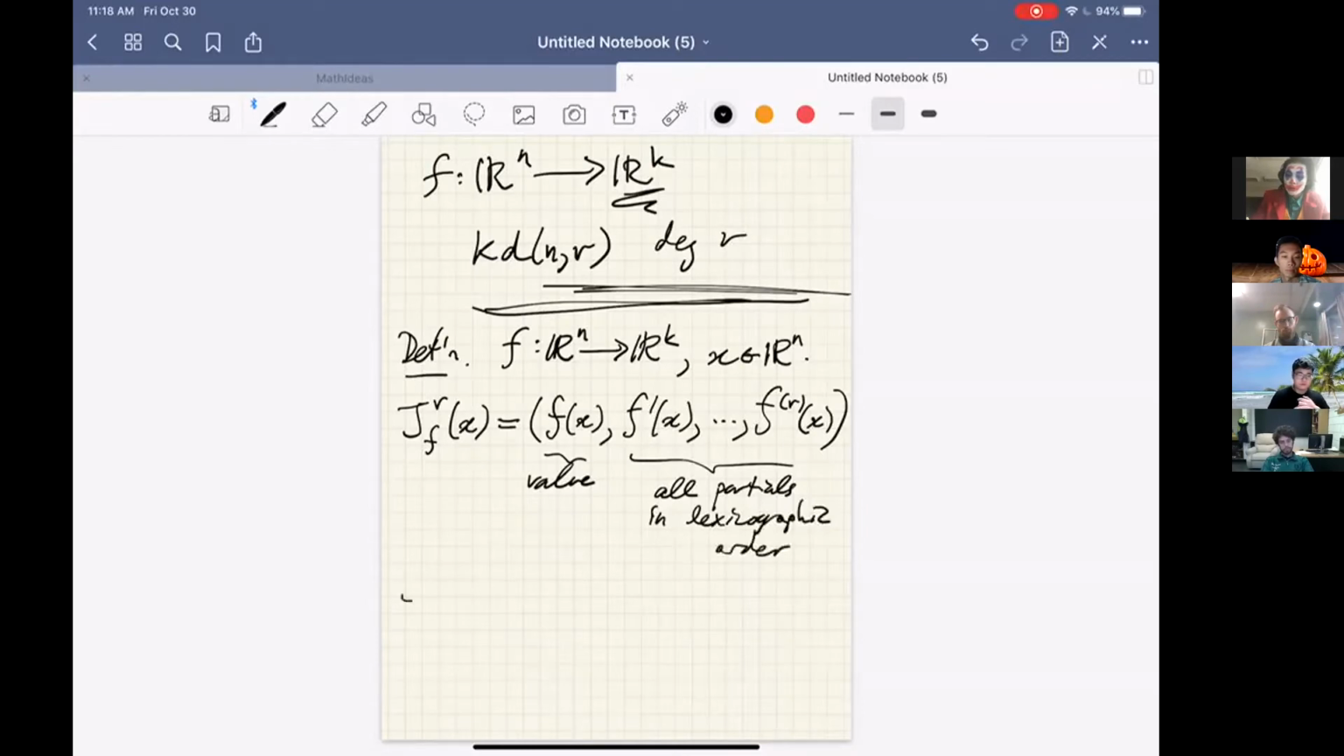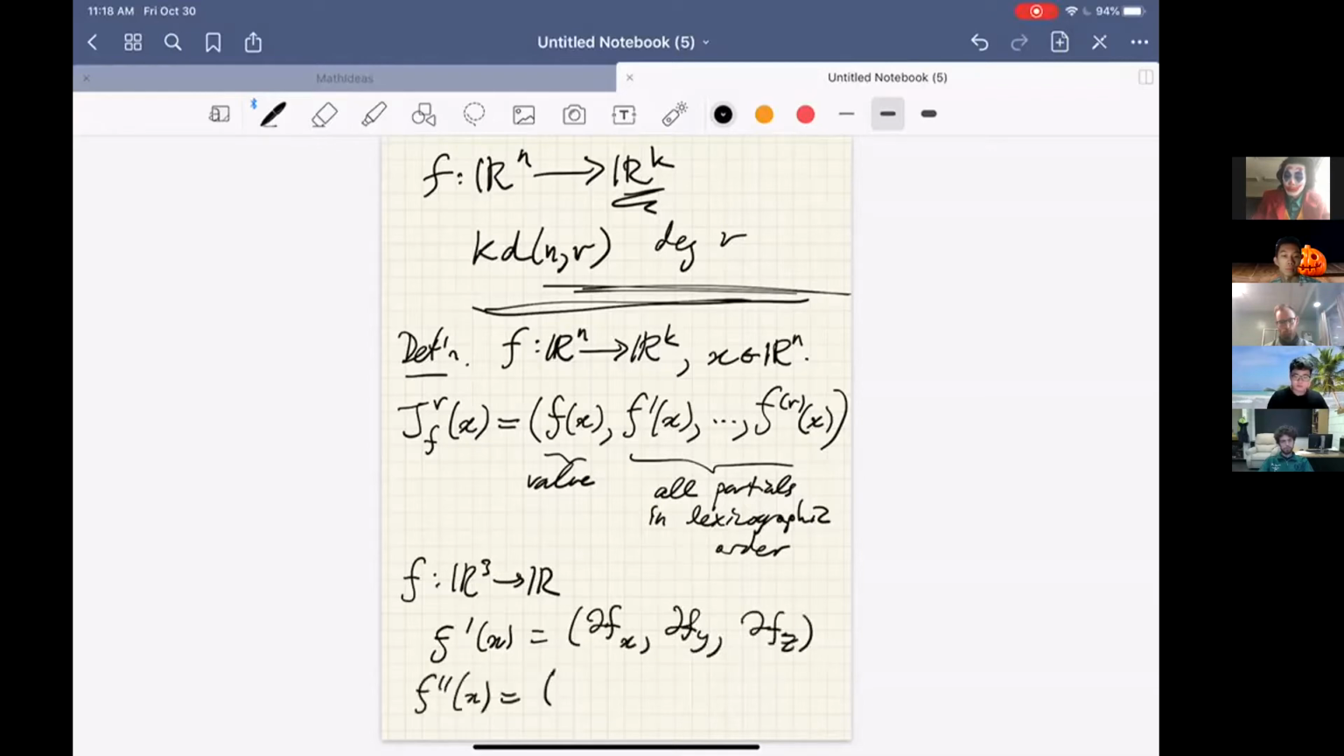So, for example, let's say you have a map f from R^3 to R. Then f prime at x is (df/dx, df/dy, df/dz). And f double prime, you have to do this lexicographically, so I think it goes xx, xy, xz, and then yy, and so on. So I just collect all the derivatives into one thing and then consider it as a tuple.